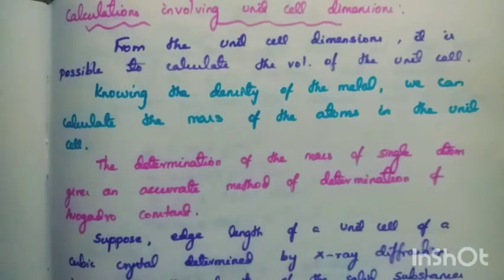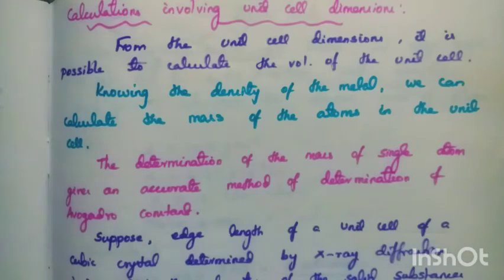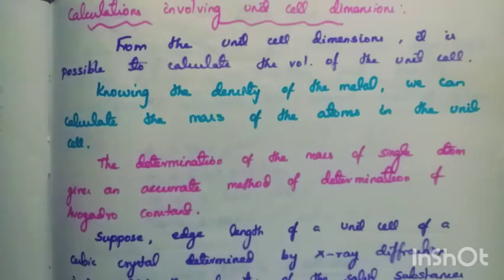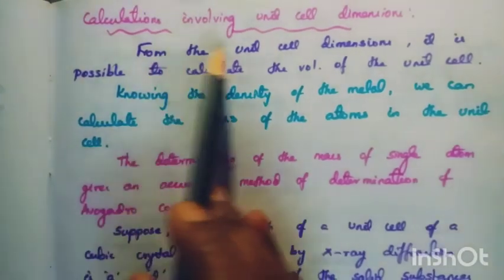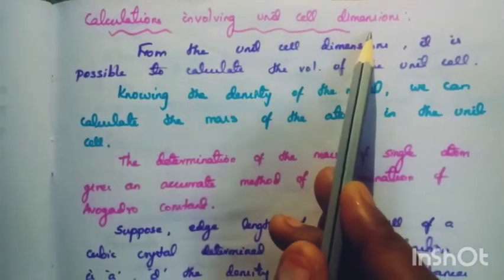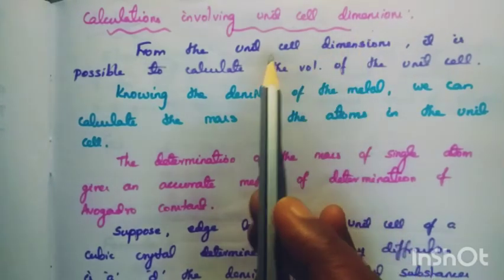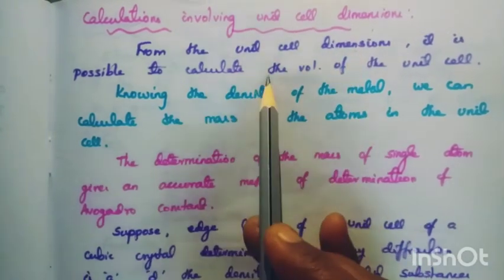Now we are going to calculate the density of the unit cell. How will you calculate it? The calculation involves unit cell dimensions. From the unit cell dimensions, it is possible to calculate the volume.